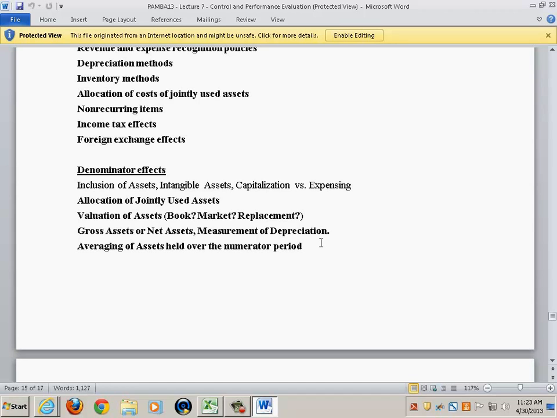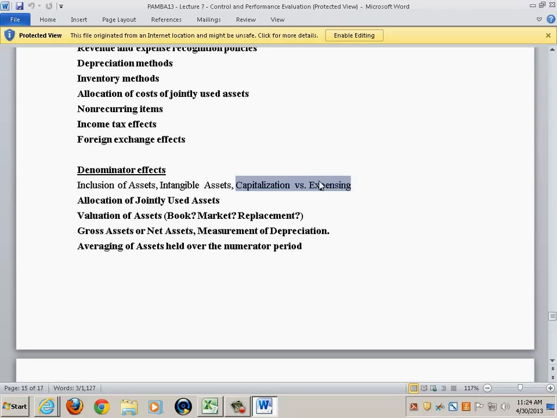Another very important issue is capitalization versus expensing. What items do we capitalize? And the portion that we capitalize will be included, obviously, as part of the assets. And what items do we expense? And the portion that is expensed is obviously not included in the asset base, but is then included in the expense component of the earnings. Now, when does this issue arise? Let me give you a number of examples. I'm sure you've discussed it before.